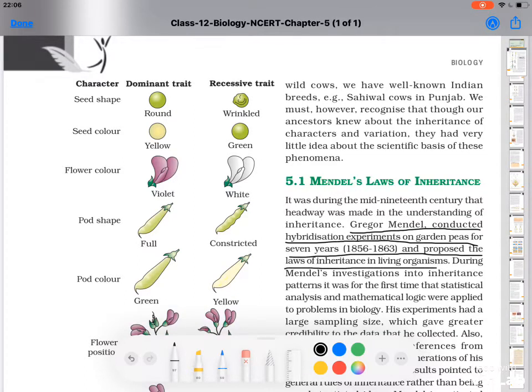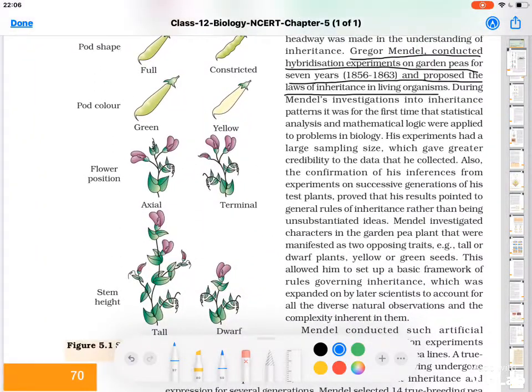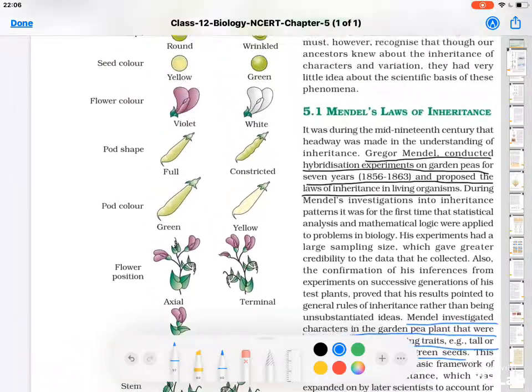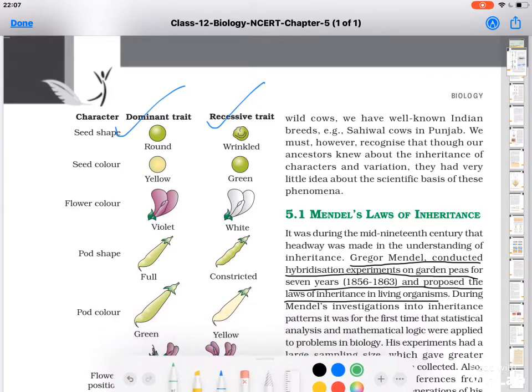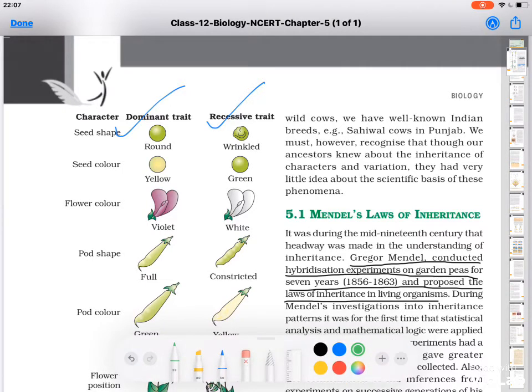Mendel investigated characters in garden pea plant and proposed two opposite traits, that is tall or dwarf plant, yellow or green seeds. So Mendel worked on these 7 traits, characters, and explained which one is the dominant trait and which one is the recessive trait. So students, learn these dominant traits and recessive traits. Sometimes in the exam they ask about which one is the dominant character or recessive character.